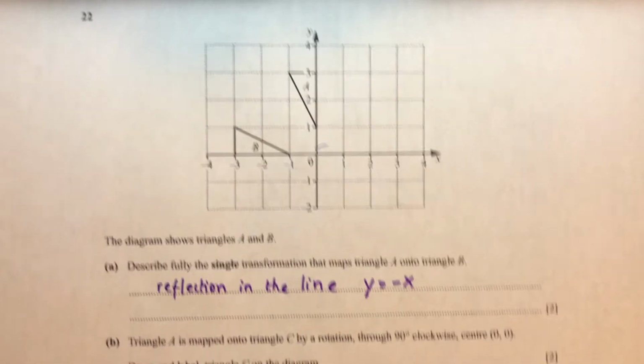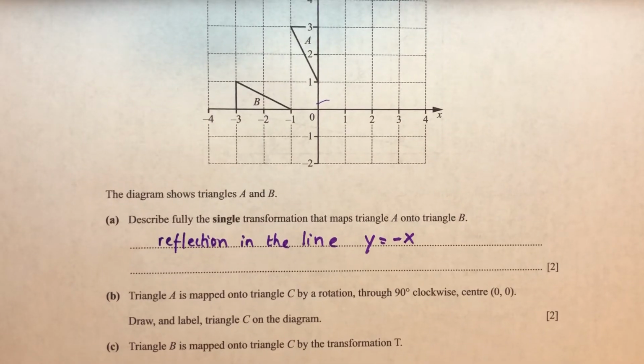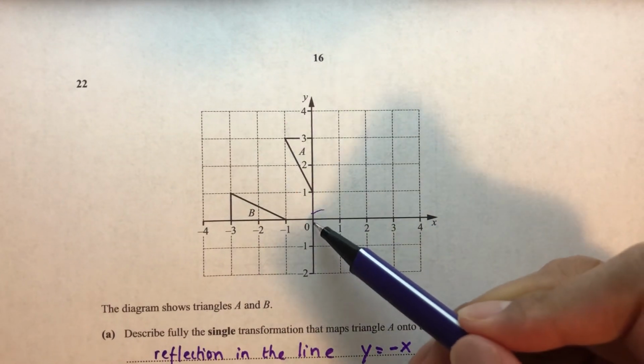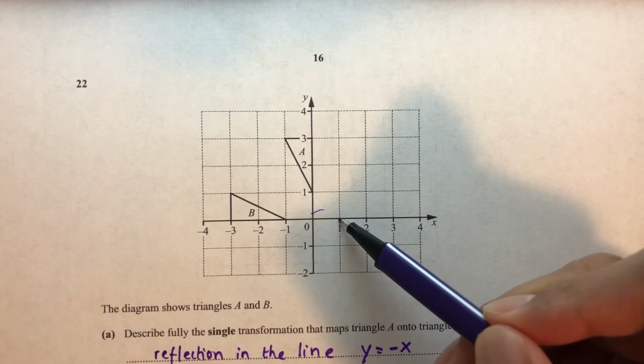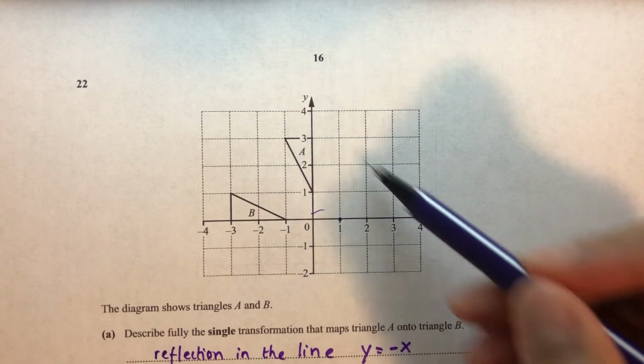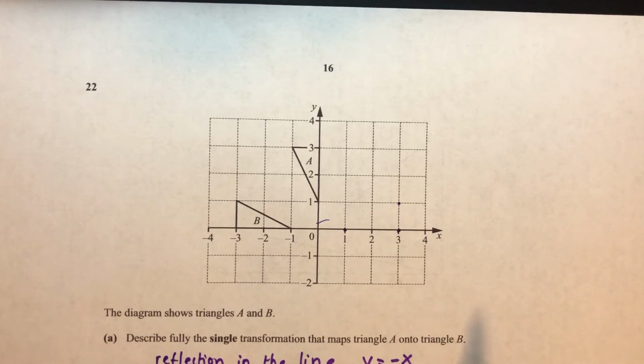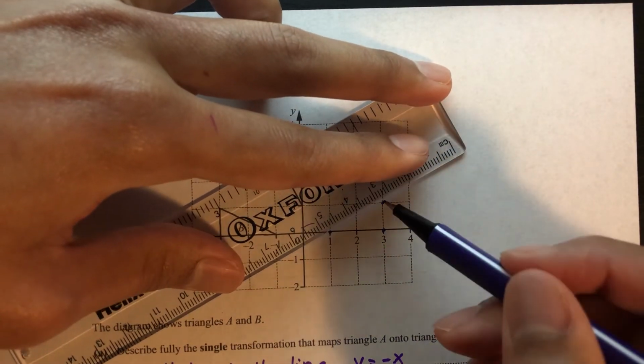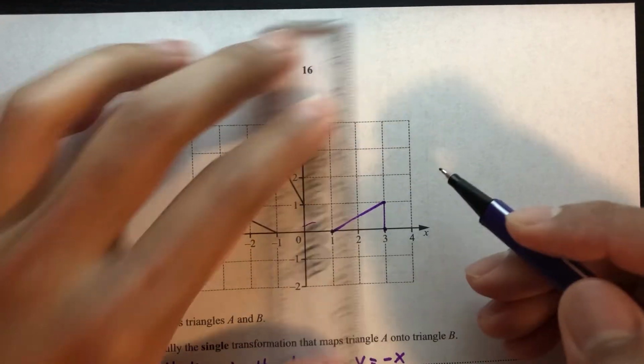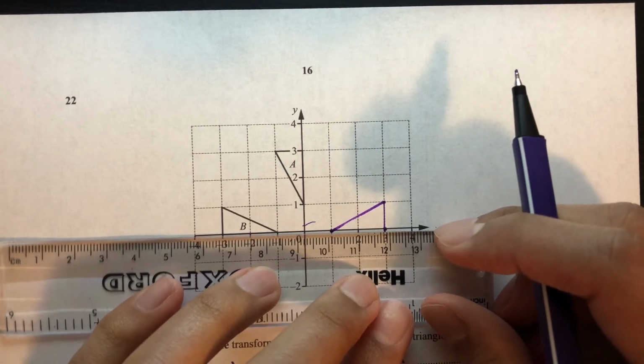Okay, moving on to part B. Triangle A is mapped onto triangle C by a rotation through 90 degrees clockwise, center O. Okay, that's pretty easy. Center is O, clockwise. So this point will become this point, and this point will become this point, and this point will become this point. So now we just have to join the points to find triangle C. So here we go, and that's it. That will be triangle C.